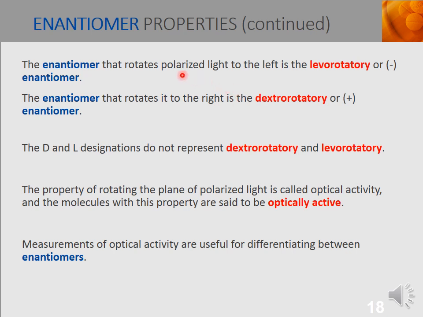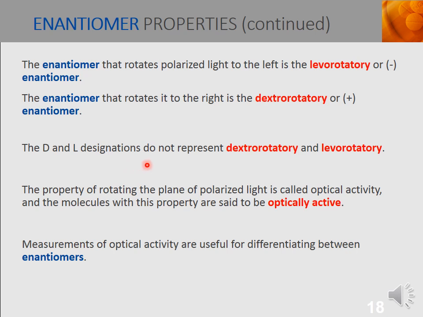The enantiomer that rotates the polarized light to the left is the levorotatory, minus enantiomer. The enantiomer that rotates it to the right is the dextrorotatory, plus enantiomer. The D and L designations do not represent dextro and levorotatory. These are conventions. I have already discussed that D and L are conventions. They do not represent dextro and levorotatory.